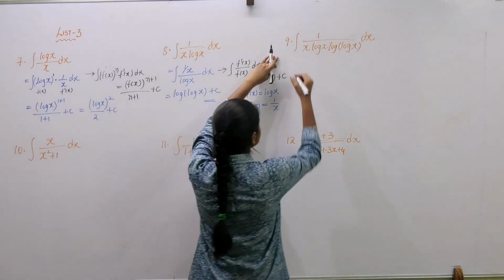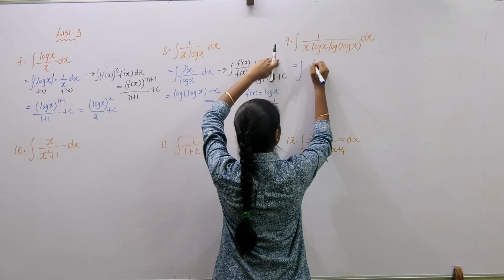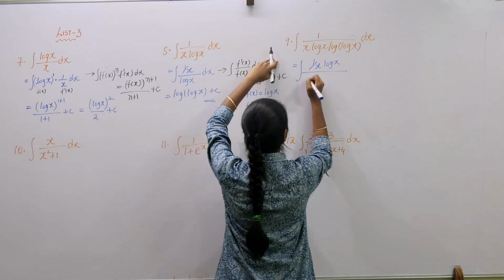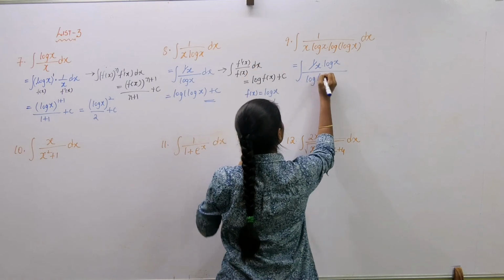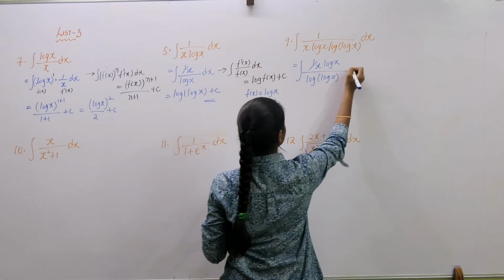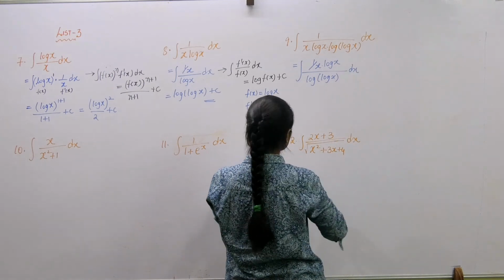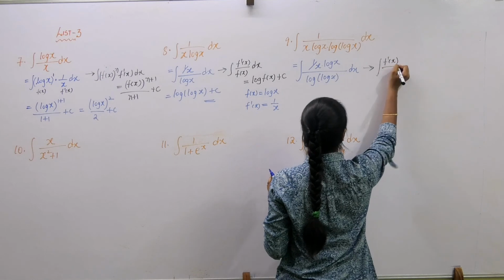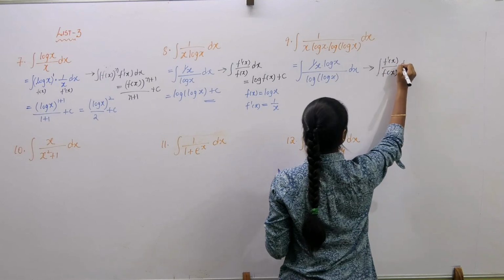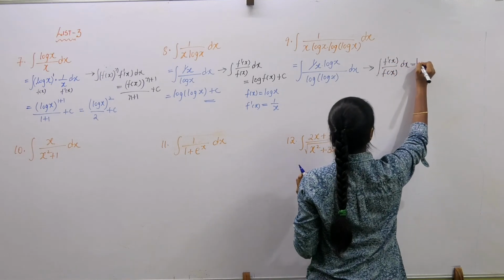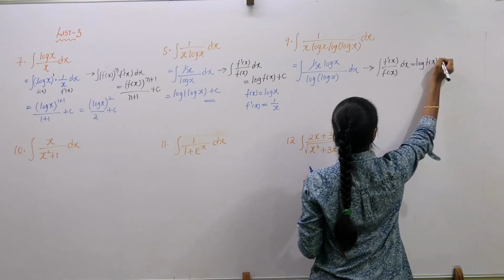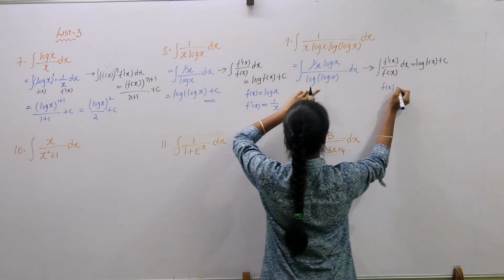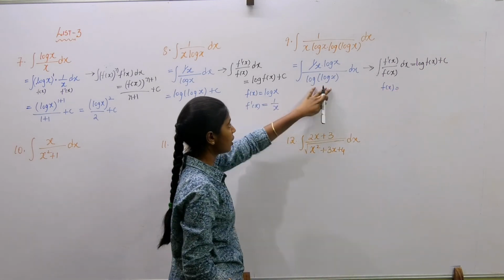Next, ninth one. To solve this, we write 1 by x into log x in the numerator and remaining log of log x in the denominator. Now, this is also in the form of integral f dash of x by f of x dx. This equals to log of f of x plus c. Here, f of x is equals to log of log x.